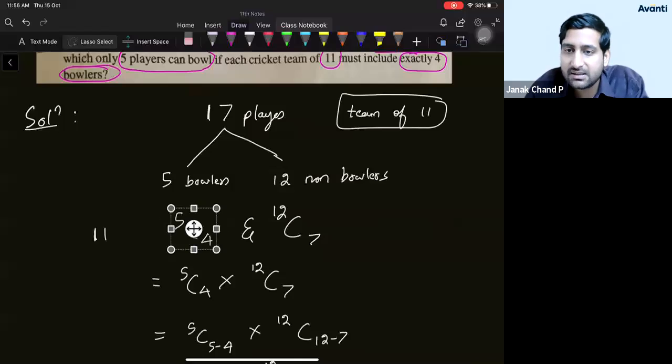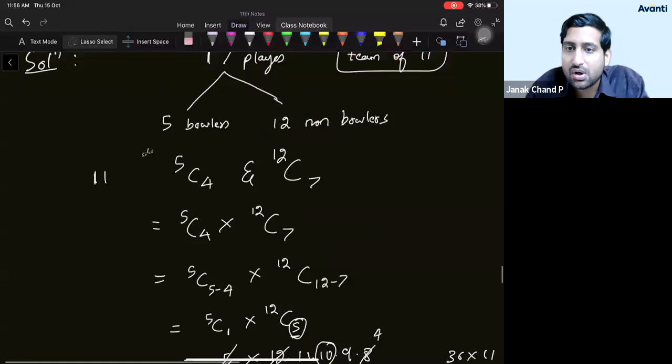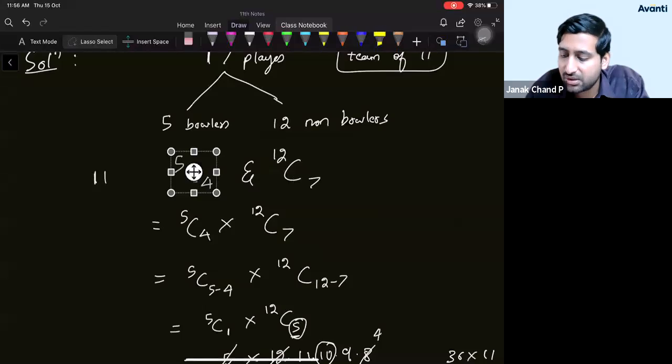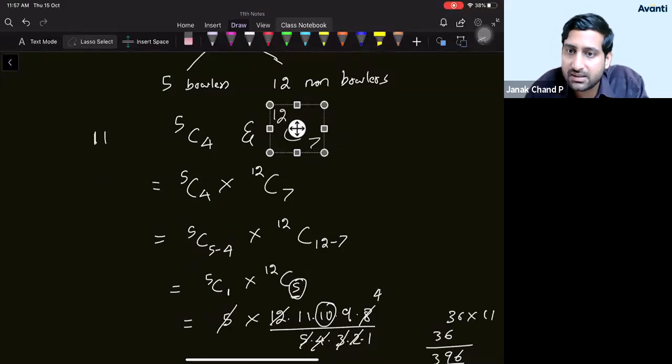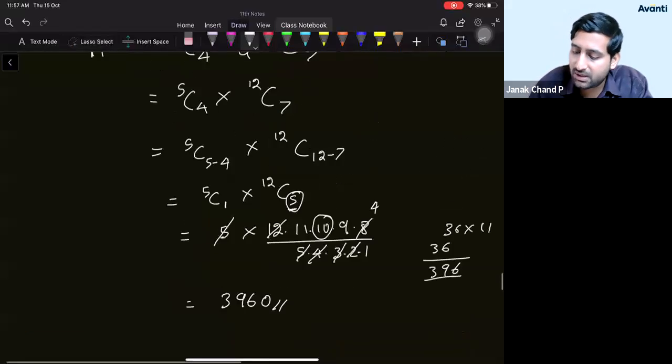So before writing this, you should write here, we need to choose 4 players out of 5, which can be done in these many ways, right? Whatever I'm telling in words, you should write that statement for your board exams, right? Similarly, here also you should say that we need to choose 7 non-bowlers out of 12 non-bowlers, which can be done in these many ways. And then from the fundamental principle of counting, the total number of ways is this into this, and then simplification. Okay, fine students, I hope that everyone understood this.